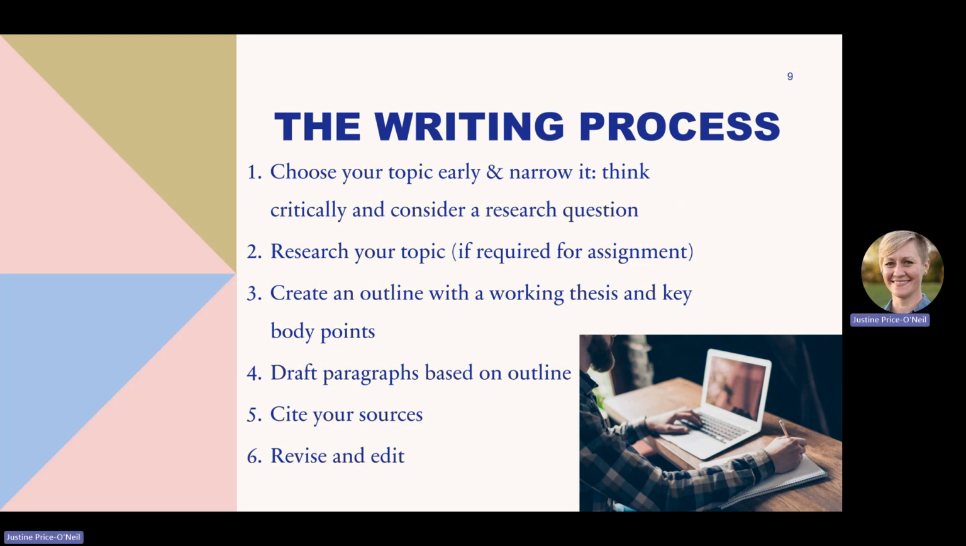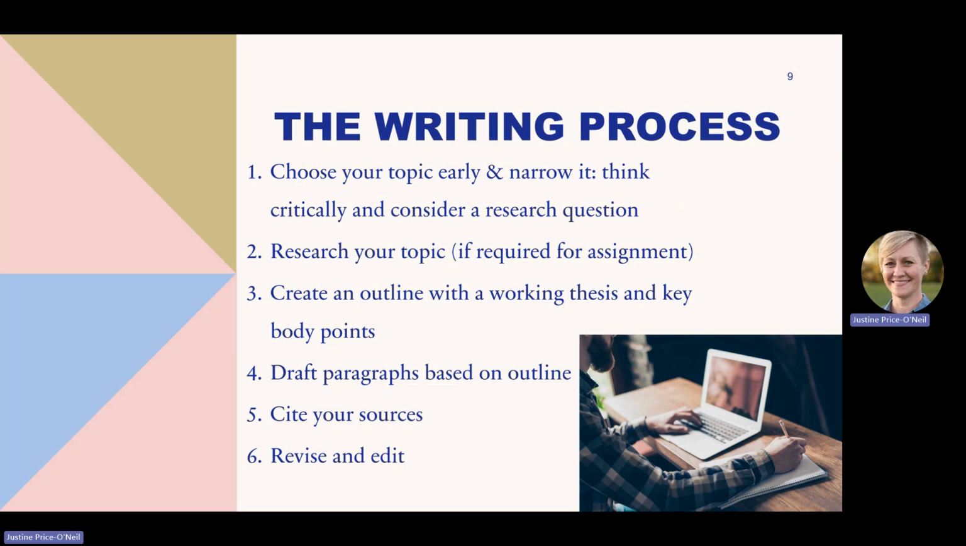So let's look at the writing process here. First, you will need to choose your topic early so that you're not rushed. And then you want to narrow it so that it's not too big for the scope of the assignment. You will then want to think critically and consider a research question if research is required. So for example, if your topic is generalized anxiety disorder, you might ask, what are the symptoms, causes, and treatment for generalized anxiety disorder? And then that will help guide your research process.